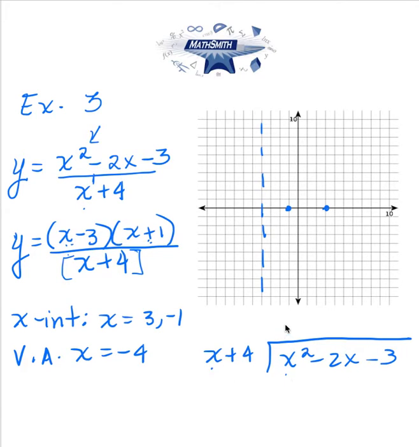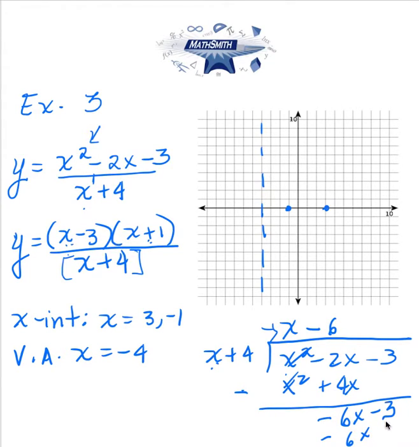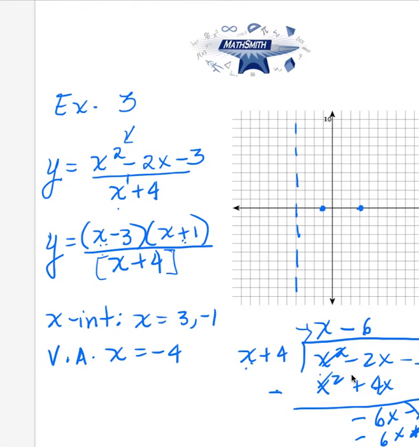Okay, so x goes into x squared how many times? X, right? And then I've got to multiply this through. This is x squared plus 4x. Remember, I'm subtracting. And it doesn't matter about any remainders and stuff. You just are looking for the equation of the line up here. All right, so this cancels out. And then I have minus 2x minus 4x, right? So this is minus 6x minus 3. Okay, so x goes into minus 6x minus 6 times, right? And I'll get minus 6x minus 24. But this doesn't matter. I'm going to have a remainder, and I get that. Okay, and this is going to go away here.